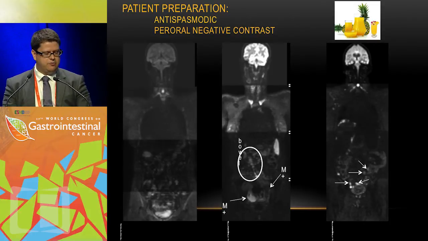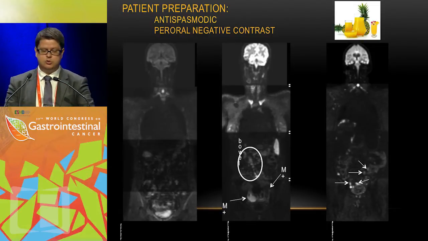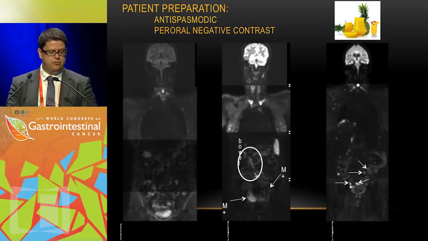Then we tried to give the patient peroral water. And as you can see, there are some metastases, but there is also functional signal in the water in the small bowel, so this was not enough. And what we did then is using an antispasmodic to stop the bowel movement, and we give peroral pineapple juice. And what you can see now very well in this patient are all the tiny deposits on the small bowel, and these are very important to detect.